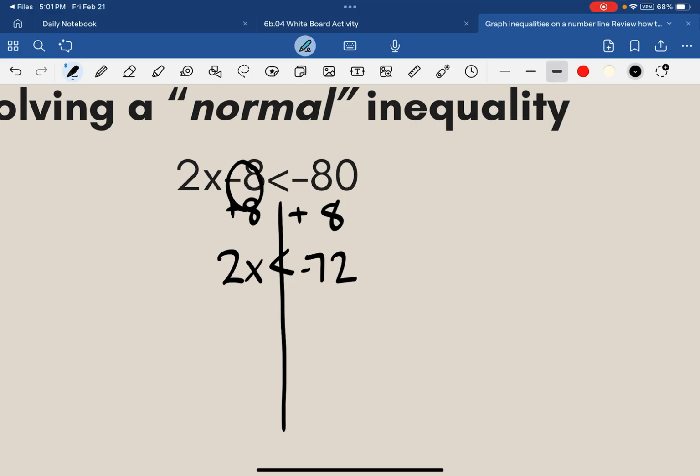Okay, so the next thing, my students want to subtract again. We already did adding and subtracting. This is multiplication, so the opposite of multiplication is division. We're going to divide both sides by 2 because we want the coefficient to be 1, x. So that makes the 1, and we have to do the same to the other side, divide by 2. So now we get x is less than -36. I think my math is right. Yeah.